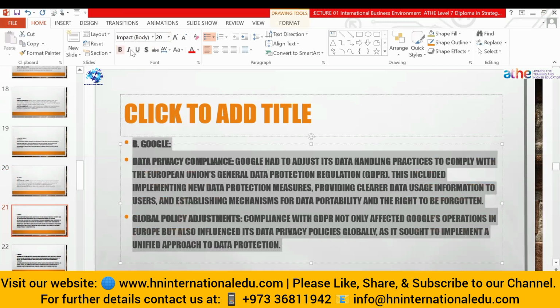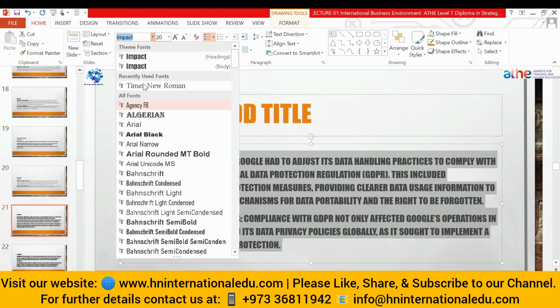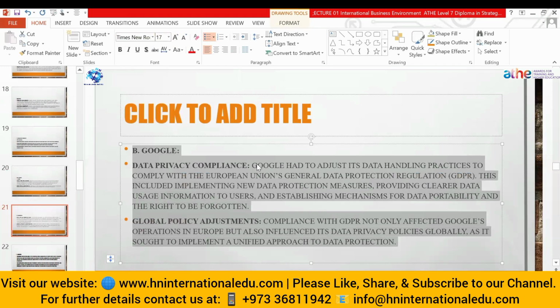Then we have the other part, that is Google. Again, it is related to the organization: data privacy compliance and global policy adjustments. Google had to adjust its data handling practices to comply with the European Union's General Data Protection Regulation, that is the GDPR. This is a regulation to be followed by the authorities presiding in the European Union. This included implementing new data protection measures, providing clearer data usage information to users, and establishing mechanisms for data portability and the right to be forgotten.